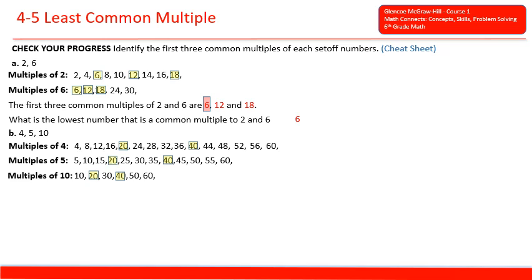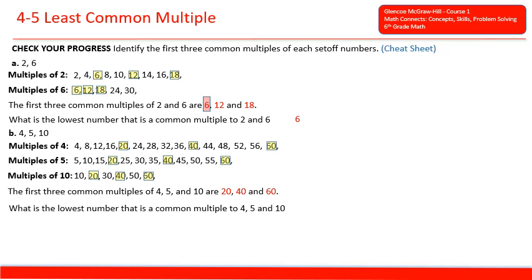If we look, our first common multiple of 4, 5, and 10 is 20. Our second common multiple is 40, and our third is 60. So the first three common multiples of 4, 5, and 10 are 20, 40, and 60. And then we have to find the lowest number that is a common multiple of 4, 5, and 10. Hopefully you see that's 20.